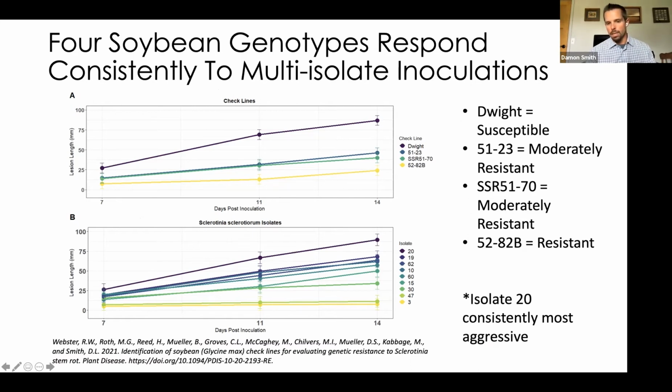Something that looks similar to this line we call 5282B here in the yellow, that would be resistant, and the things in the middle would be moderately resistant or susceptible. And you can see a lot of interplay again with our different isolate numbers here.